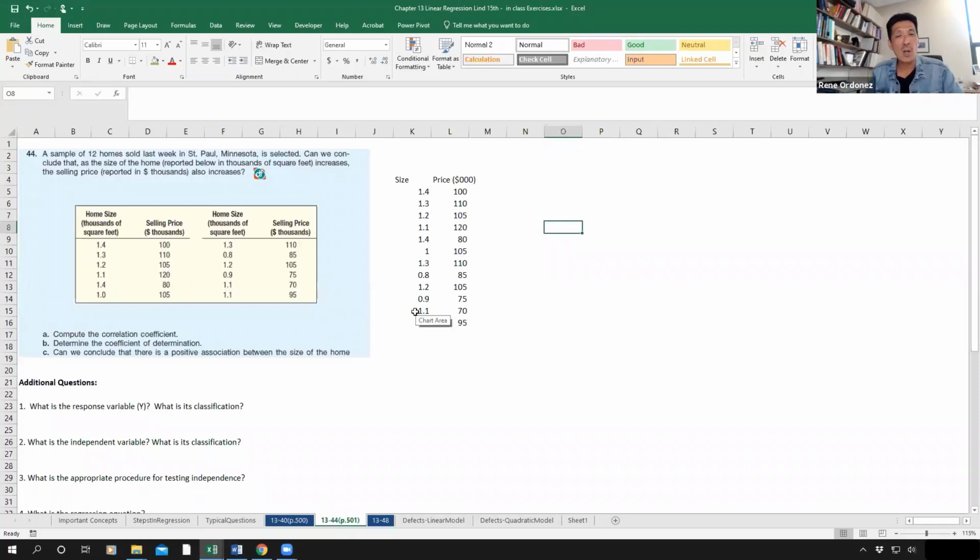So a sample of 12 homes sold last week in St. Paul, Minnesota is selected. Can we conclude that as the size of the home, reported below in thousands of square feet, increases, the selling price, reported in thousands, also increases? Okay, so here's the data.